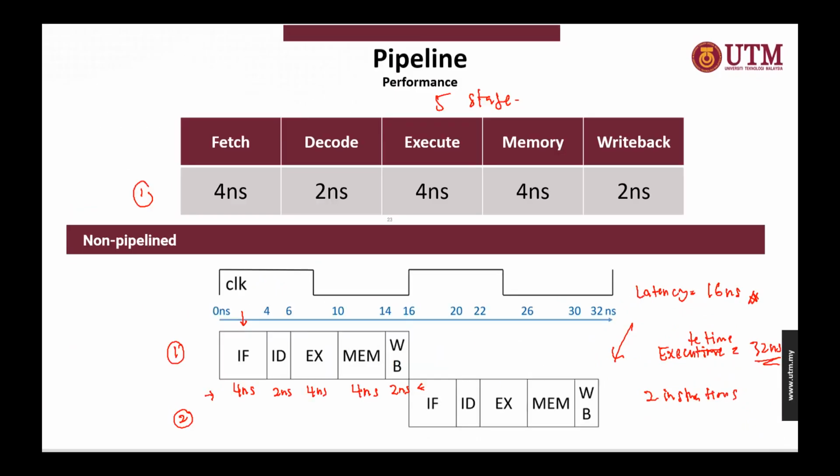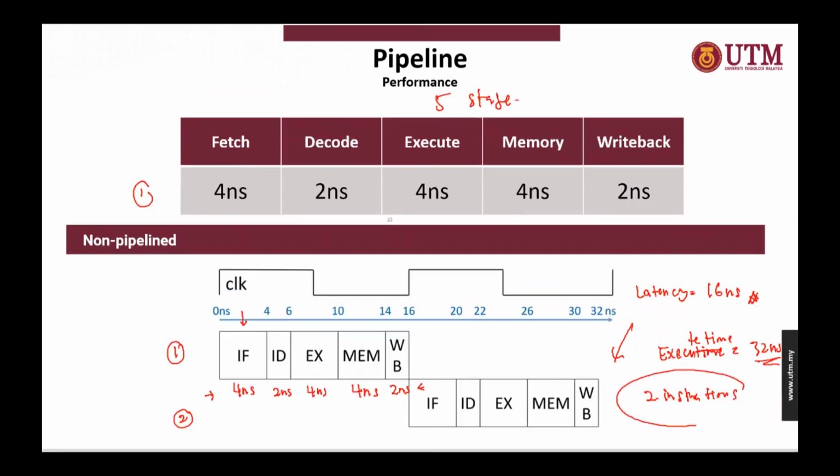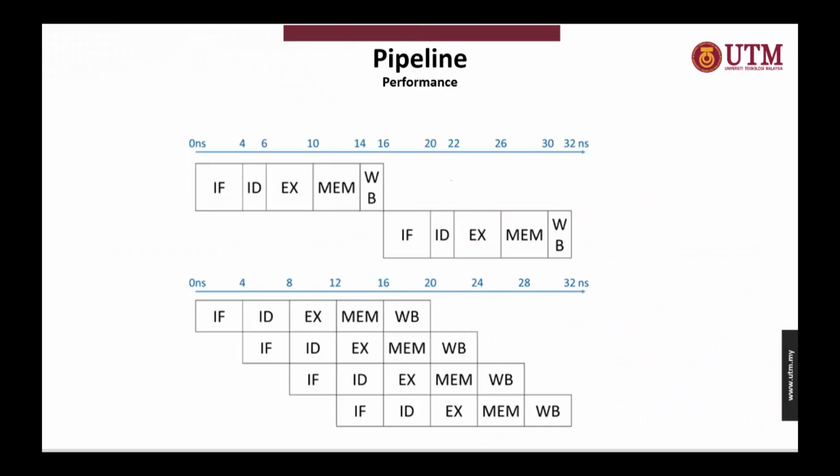If you can see here, the speed up will be 2 times, because this is 4 instructions and this is only 2 instructions. So the speed up will be 2 times. So this is how to calculate the performance of the pipeline compared with the non-pipeline.